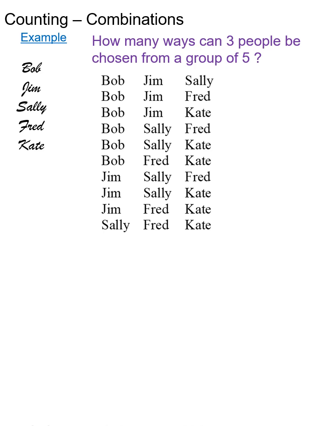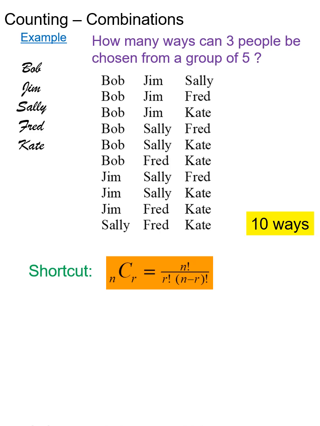Now, it would be annoying and cumbersome to have to count these manually every time, especially if the groups were larger than the small one we have here. And so luckily we can rely on a formula to find out that there are 10 ways here rather than to write them all out. The shortcut is called the combination formula.